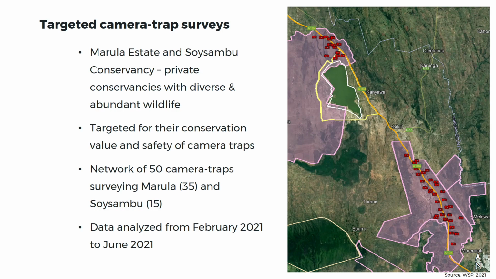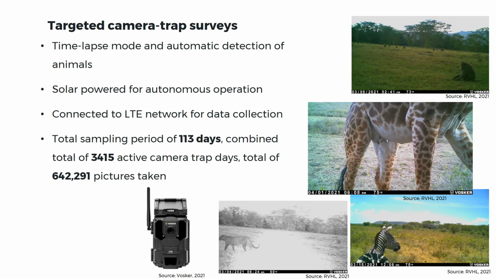So these are the 2 private conservancies. The little red squares are where our cameras were. These were mobile phone enabled, so the information would come in via the mobile phone network. They were out there for about 115 days. We got 640 odd thousand photos, and we were able to use artificial intelligence to sort the photos and identify them. Luckily, as you can see, things like giraffe and zebras are quite identifiable.